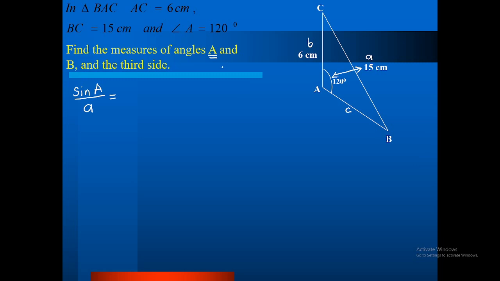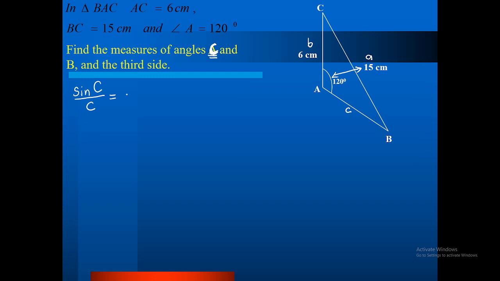Wait. I made a mistake. Find the measures. This is not angle A. This is angle C. Sorry for that. Sir made a mistake encoding the problem. Therefore, let's change this. It's not sine A. This is sine C. Sorry for that. So, sine C over c. Again, sine C over c.